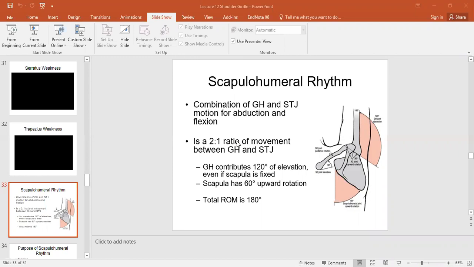The diagram there shows rhomboid kicking in. The rhomboids are also helping stabilize the scapula because those muscles attach to the scapula. And so we have to have a firm scapula for them to pull from. So that job is helped out by the rhomboids.